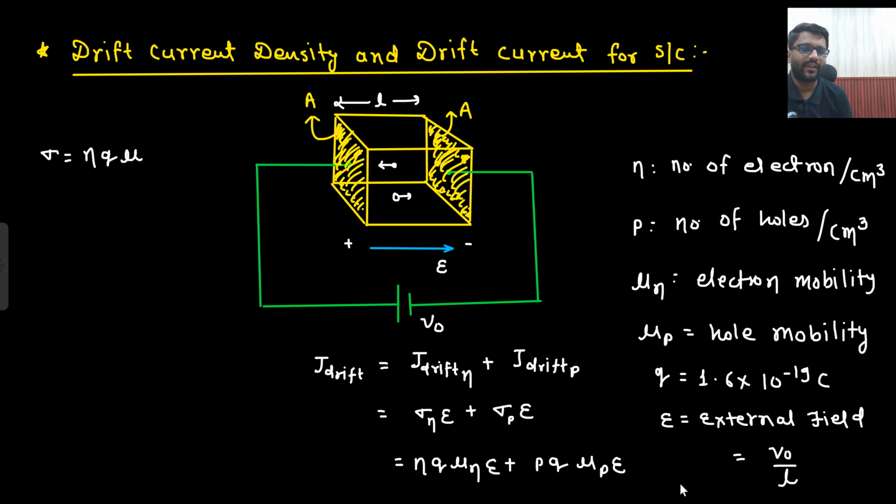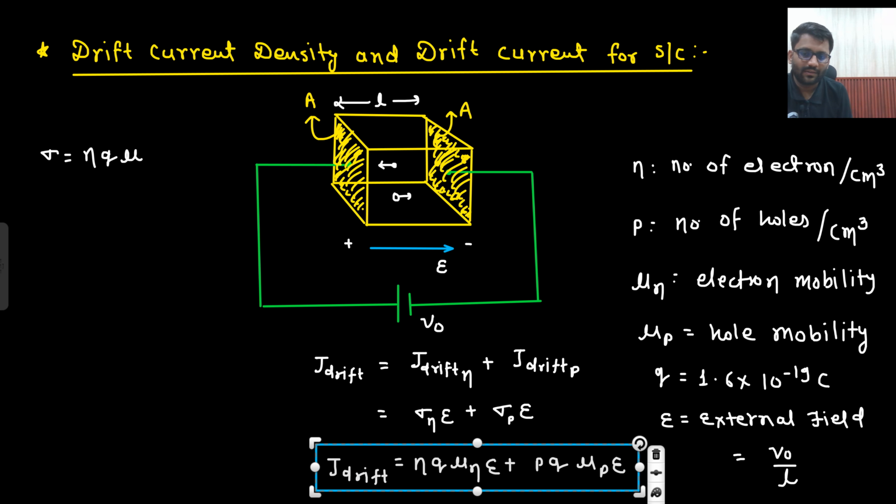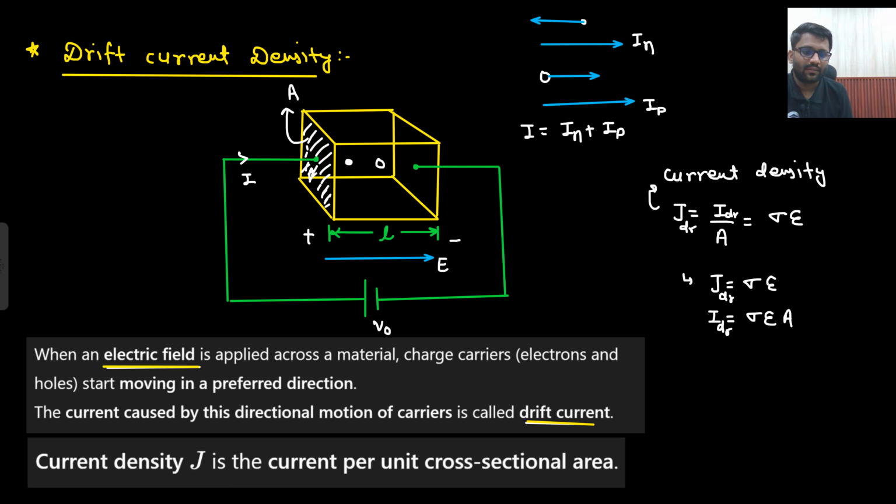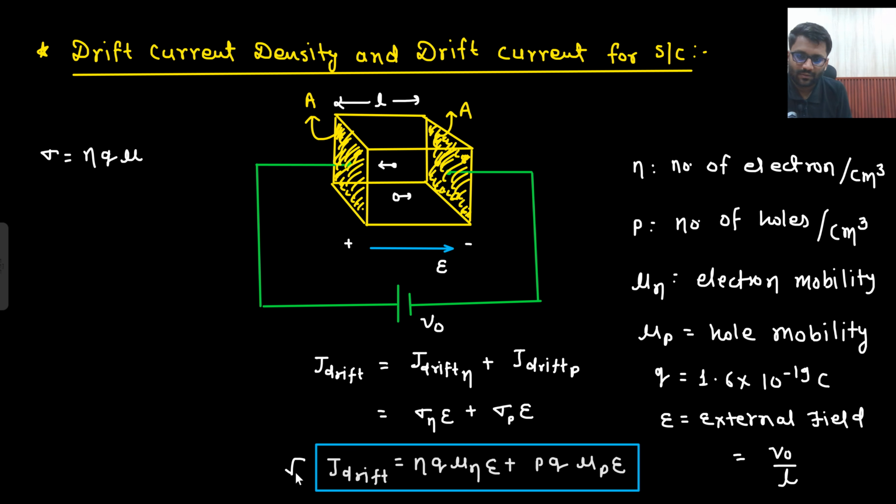So n q mu, this formula is very important here. Here no new formula you are learning, only one formula is there, J equals sigma E. Sigma is n q mu. There are two kinds of charge carriers, one is electron, one is hole, and because of them I can write down the current. So this is my complete drift current density.